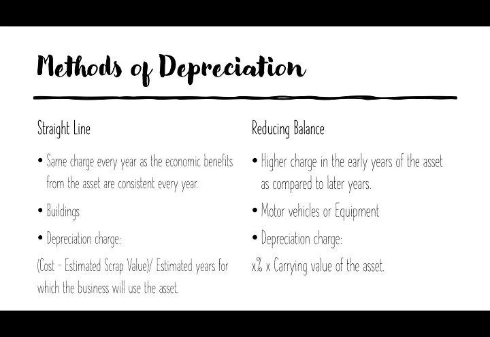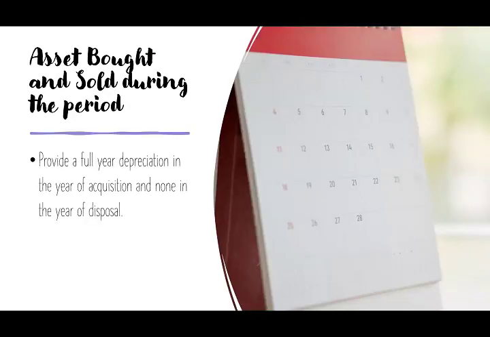Now, there could be a case where an asset is bought and sold during the accounting period. It's not necessary that you buy the asset from the very start of the accounting period. You might do it in the middle of the year. In that case, you have two options. Either you can charge a full year depreciation, although you had, let's say, that asset for 6 months in the first year.